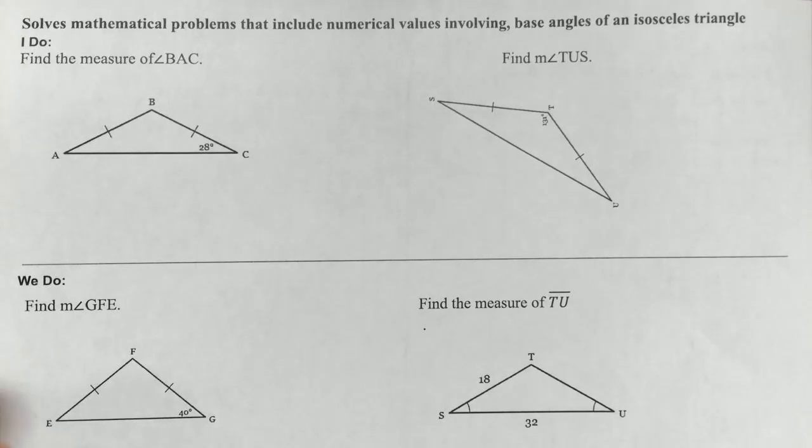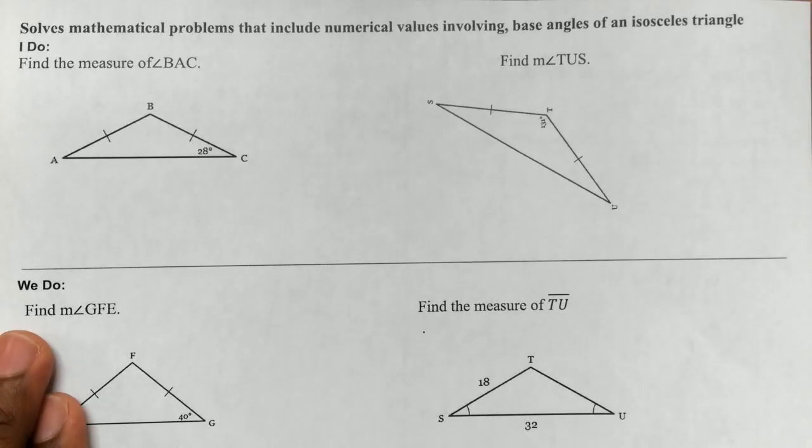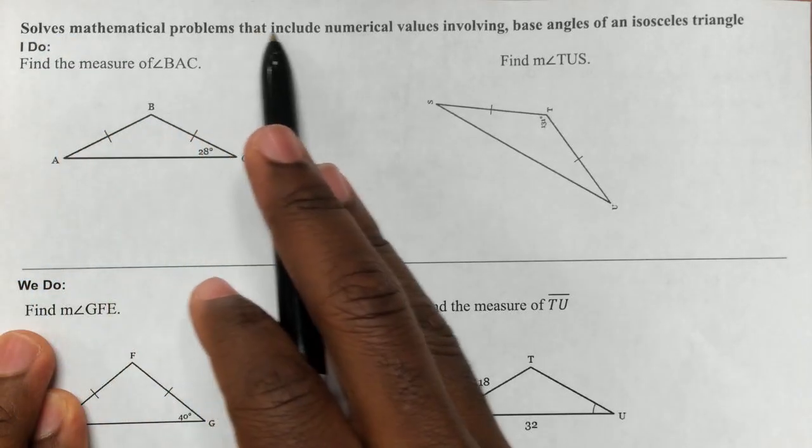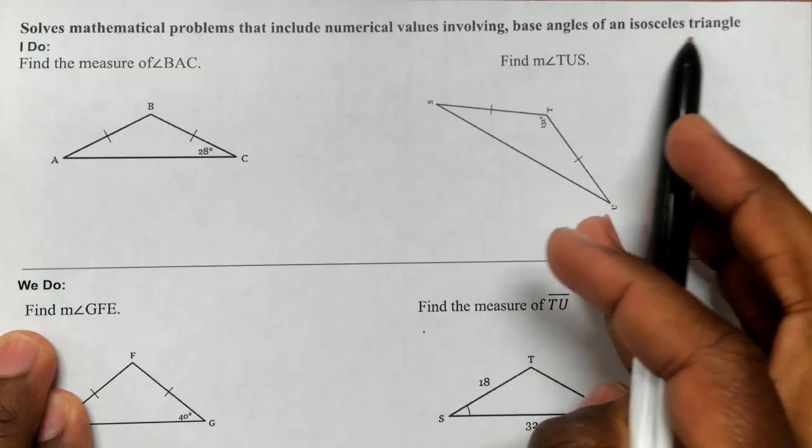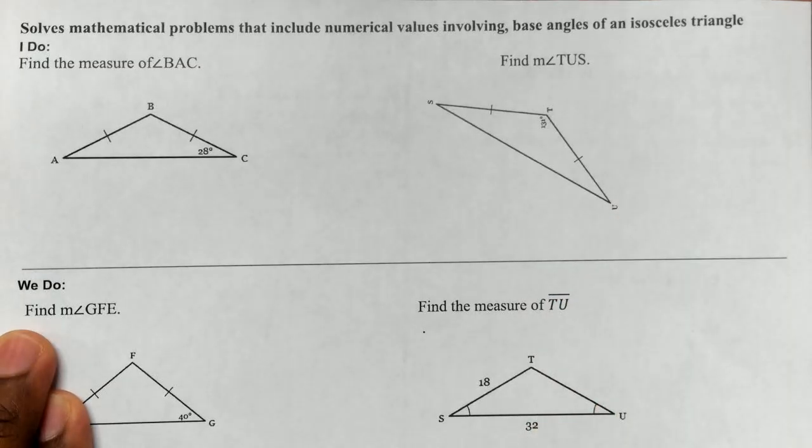Unit 5, Triangle Congruence, question number 1. Question number 1 wants us to solve mathematical problems that include numerical values involving base angles of an isosceles triangle. So here's some helpful information that we need to remember in regards to triangles.